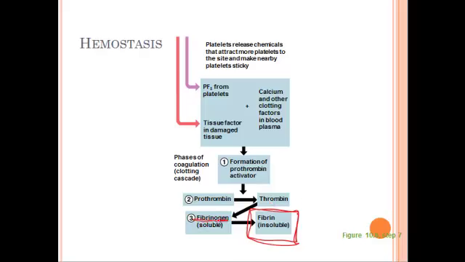Fibrinogen is always floating around in the blood. It's always available, but only when it's activated by thrombin is it going to become fibrin and start to form a clot. So normally it's soluble, it's not going to clot. So there's this large cascade that is happening here. Prothrombin activator activates prothrombin to become thrombin, which activates fibrinogen to become fibrin.